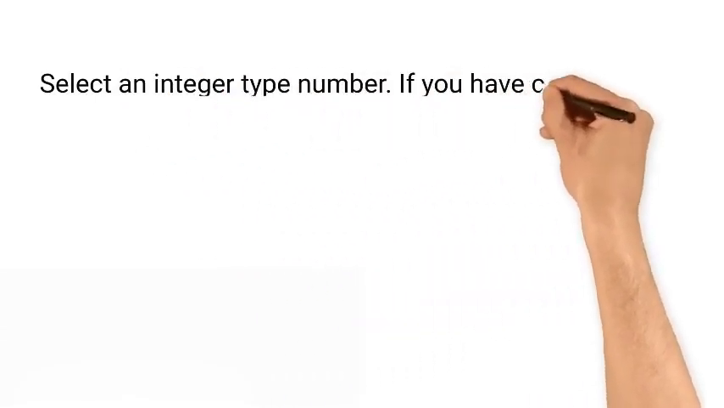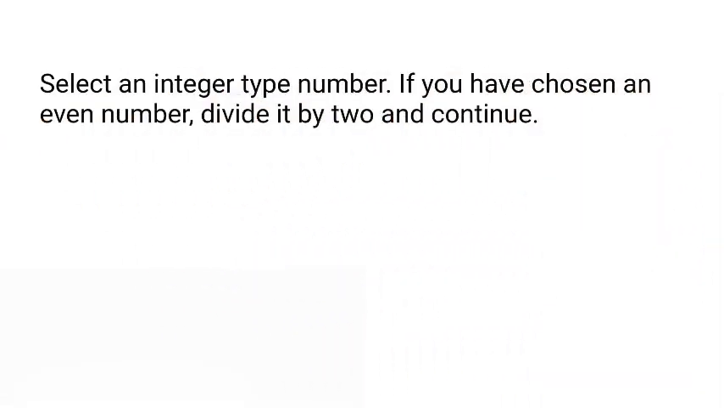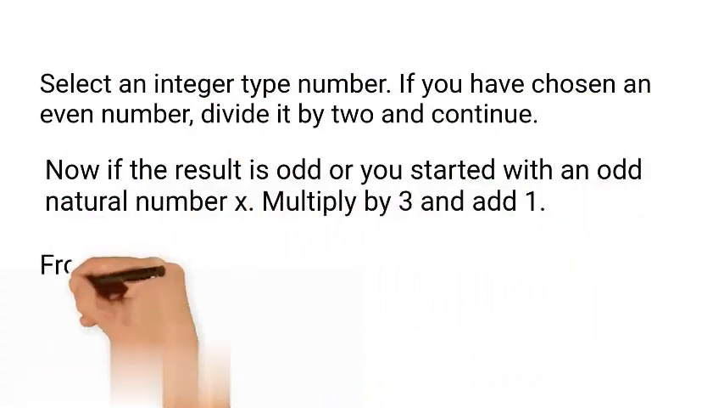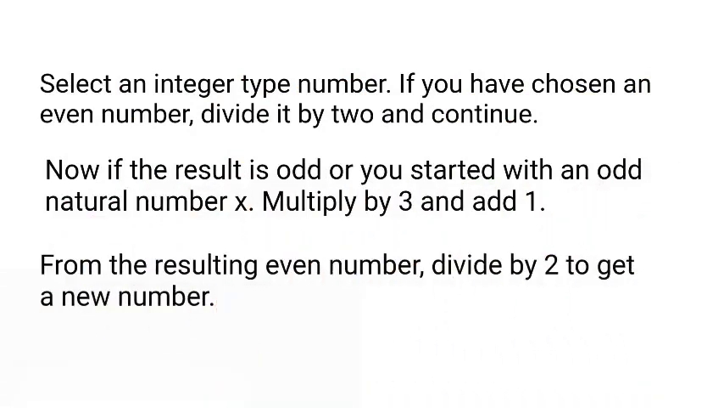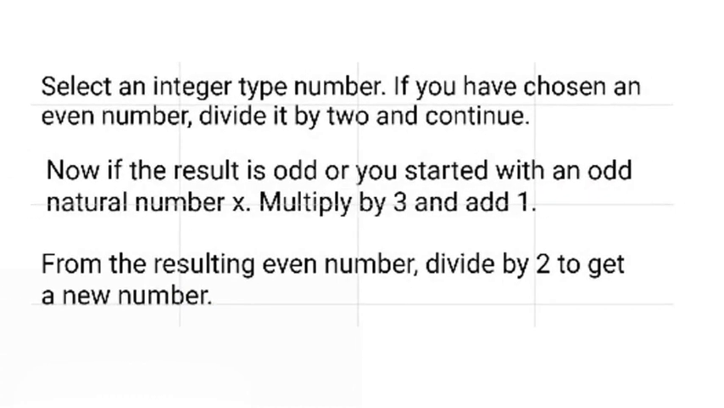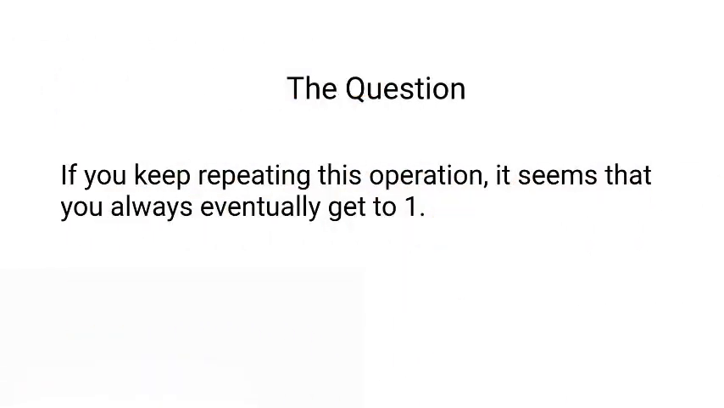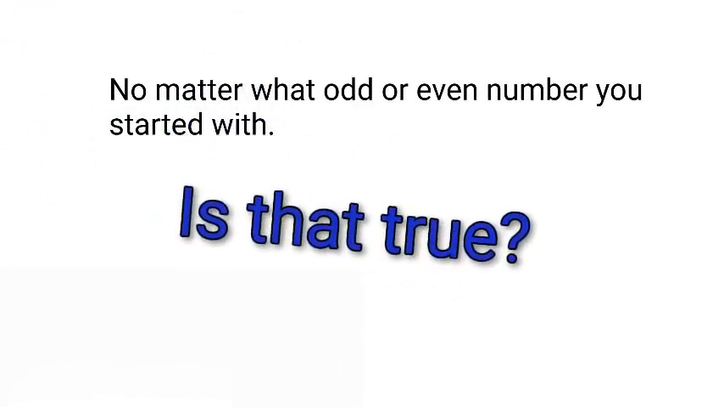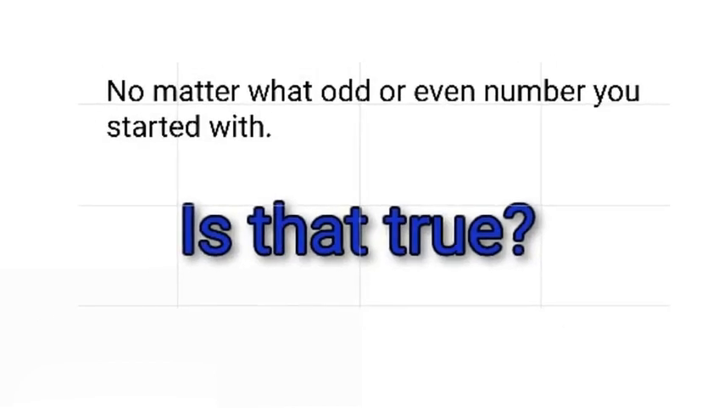Select an integer type number. If you have chosen an even number, divide it by 2 and continue. Now if the result is odd, or you started with an odd number, multiply it by 3 and add 1. From the resulting even number, divide by 2 to get a new number. If you keep repeating this operation, it seems that you always eventually get to 1, no matter what odd or even number you started with. Is that true? Well, that is what we are going to find out.